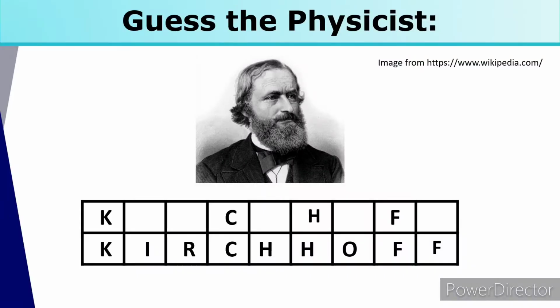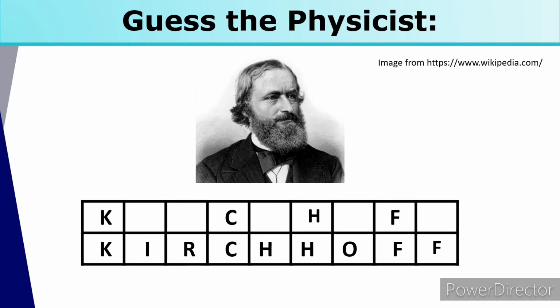Okay, first, let us have the activity entitled, "Who is the Physicist?" A picture is shown on the slide. Who do you think is this physicist? This is your clue. I'll give you 5 seconds to answer it. 5, 4, 3, 2, 1. So he is Gustav Robert Kirchhoff.